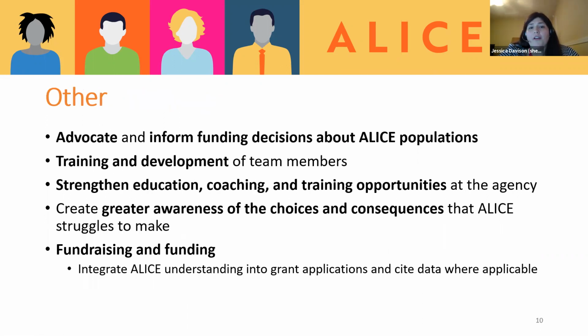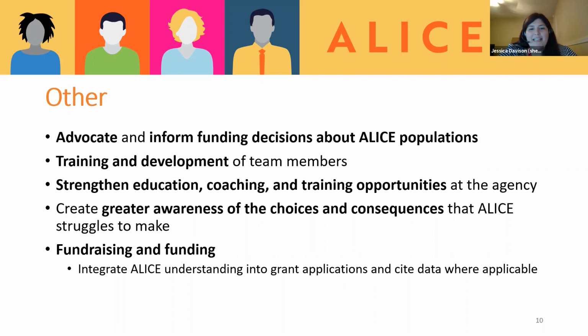And then the other area was really just a variety of things. So it could maybe be advocating and informing our funding decisions about the ALICE population. I know for United Way, that's something we're hyper focused on, is shifting our funding and our investments to serving the ALICE population and those that are living below the federal poverty line. But then also advocacy efforts. So we know on the state level, there's some advocacy efforts to create more awareness and policies that can benefit ALICE.